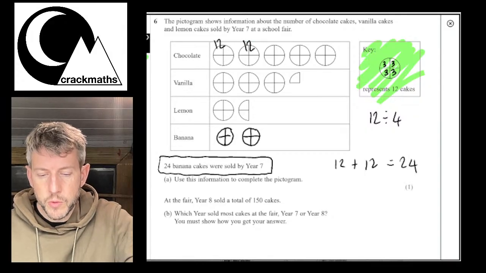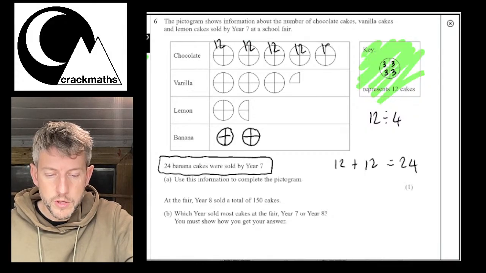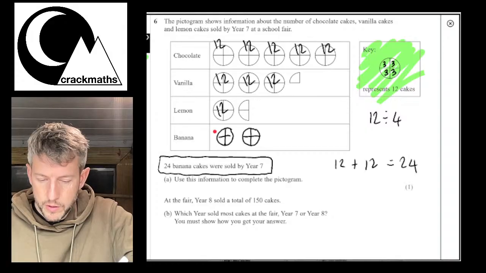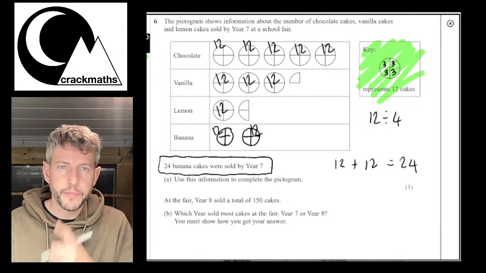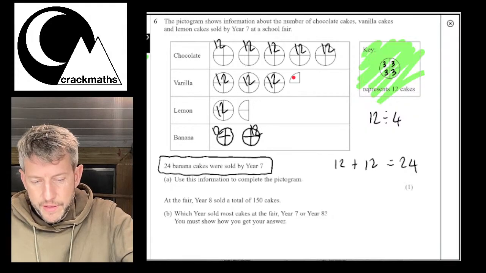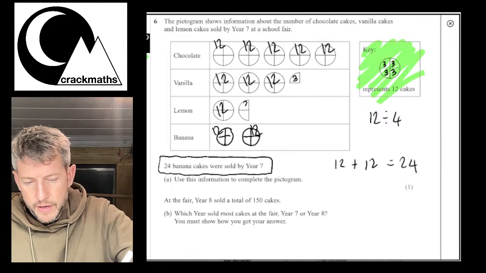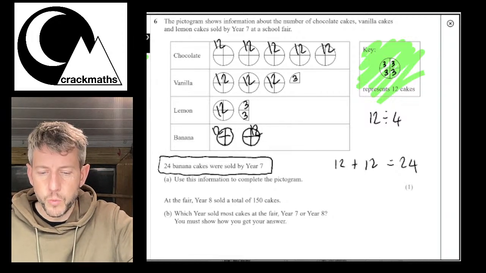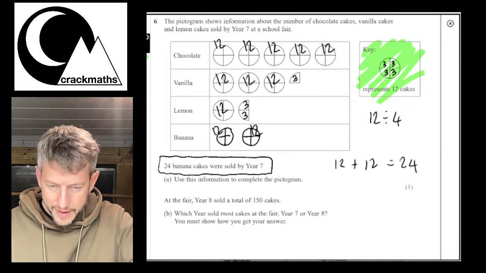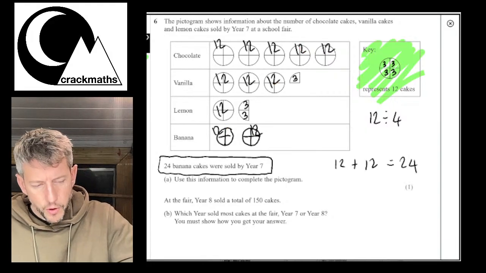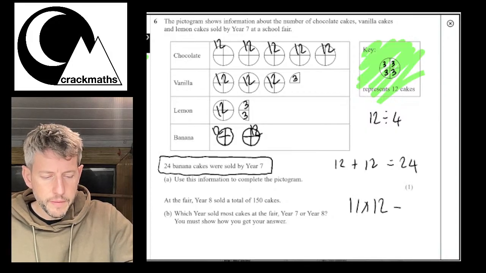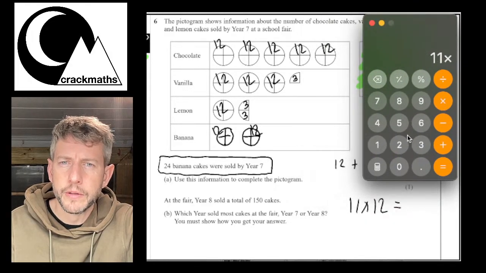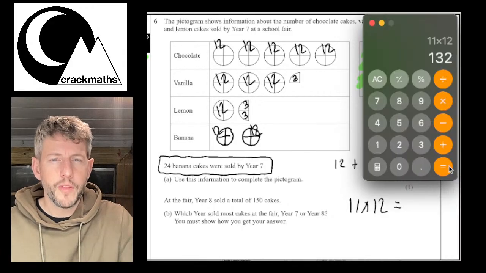So 12, 12, 12, and so on. We know each little bit of cake is a 3. So that's 3, that's 3, that's 3. So what I want to do is count 1, 2, 3, 4, 5, 6, 7, 8, 9, 10, 11. So I've got 11 lots of 12, so 11 times 12. I'll do that on the calculator. 11 times 12 equals 121.